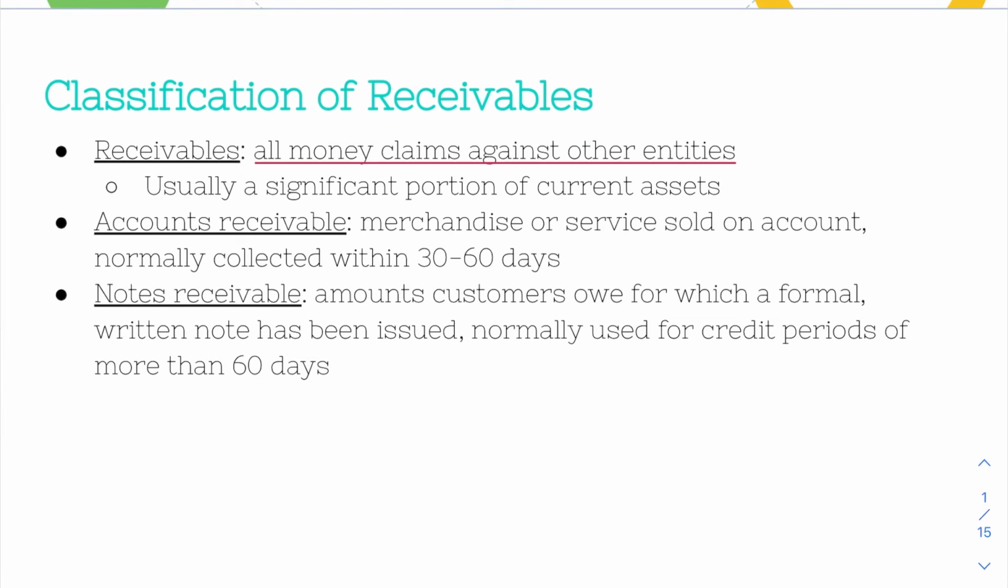We also have what's called notes receivables, and these are amounts customers owe for which a formal written note has been issued, and it's normally used for credit periods of more than 60 days. So a note is more of a formal promise compared to accounts receivables, but both of those make up a significant portion of current assets. As you can probably imagine, companies have cash, but they also have a lot of customers that pay on account, so they have a lot of accounts receivables.